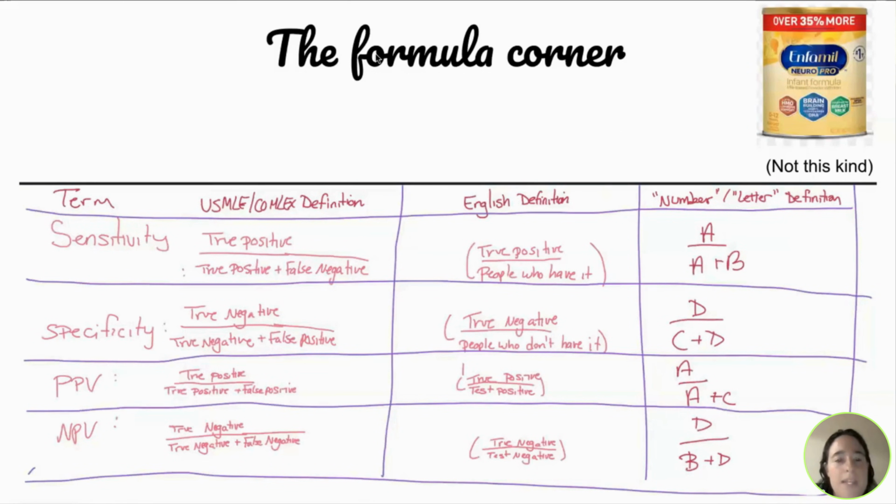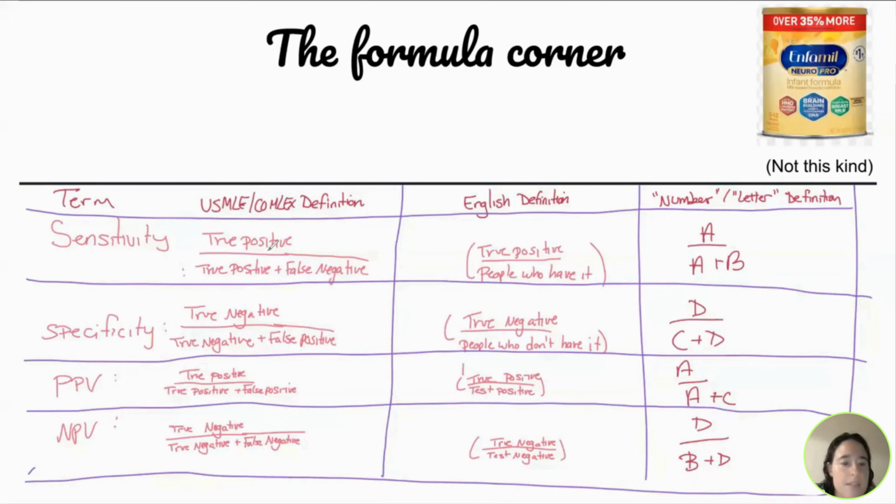So these are our formulas. I like to break it down. How does the USMLE or COMLEX define it? What are those number variables if I make my positive and negative test table with the A, B, C, and D? What numbers would I use? And then what does the test actually mean? What do I care about when I'm doing this test?